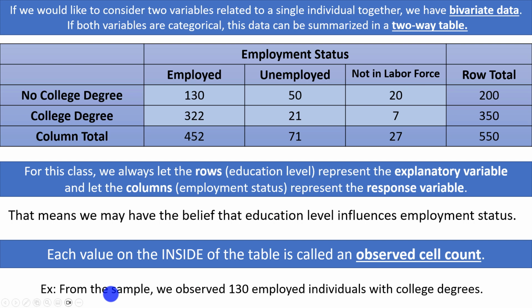So here's another example of that. We observed 130 individuals who were employed and also had, and I think this should say does not have a college degree, but it says with college degrees, but that should have said with no college degree.